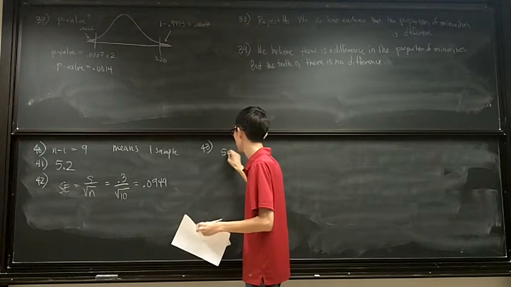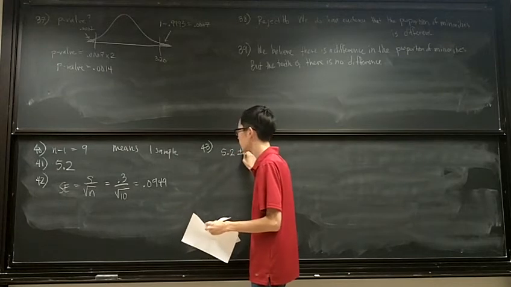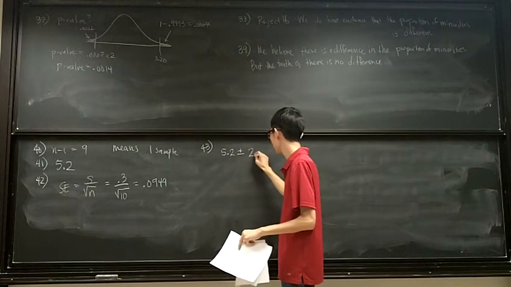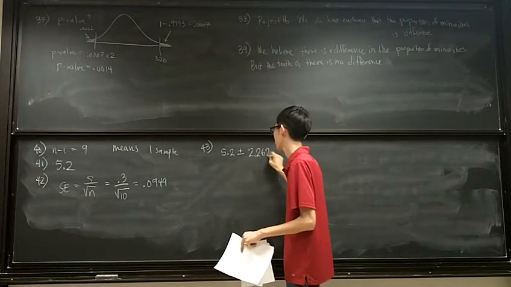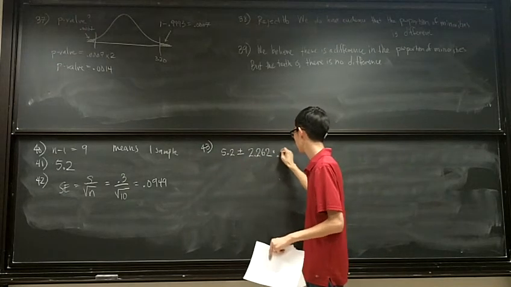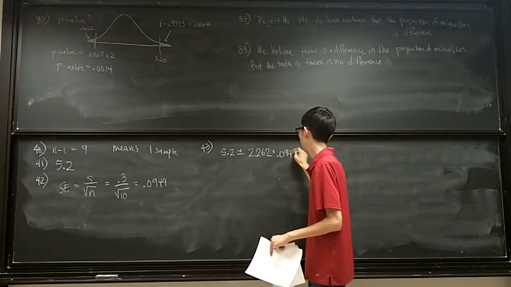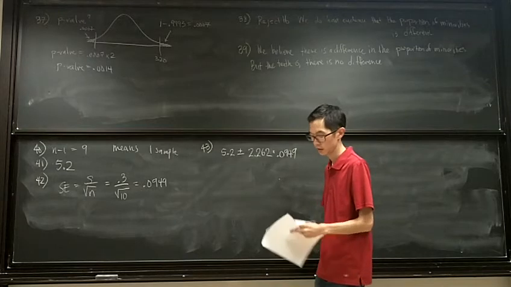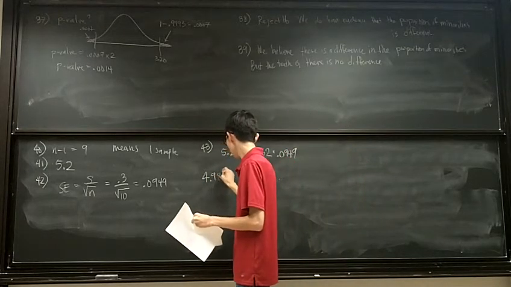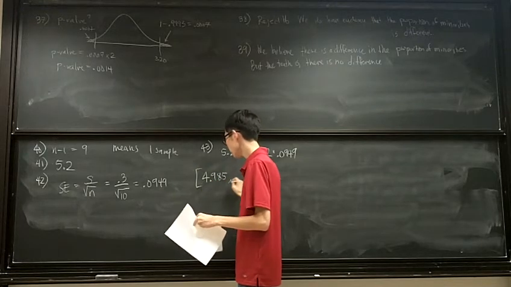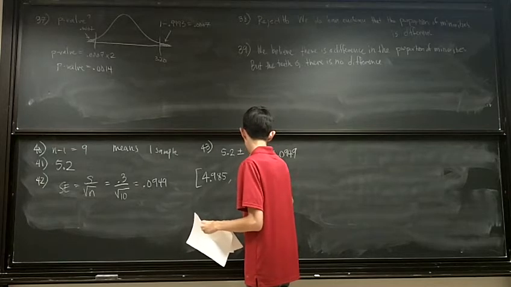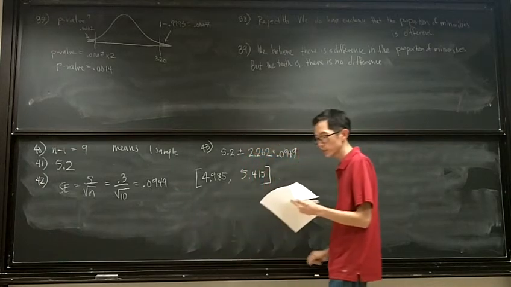There I have 5.2 plus or minus the critical value, which we looked up and said was 2.262 from our T table, multiplied by my standard error, 0.0949. And this gives me 4.985 on the low end to 5.415 on the upper end.